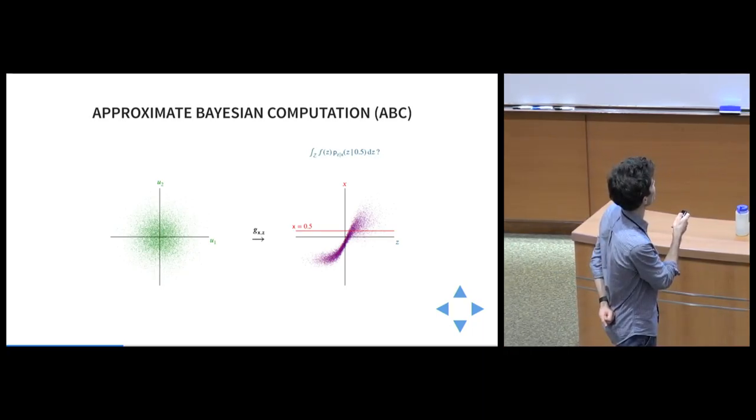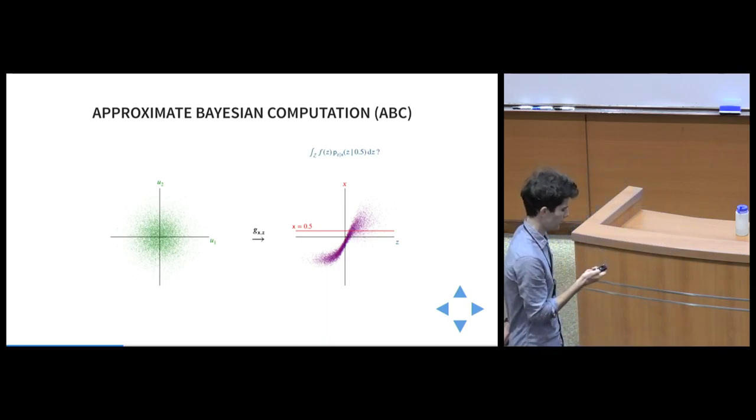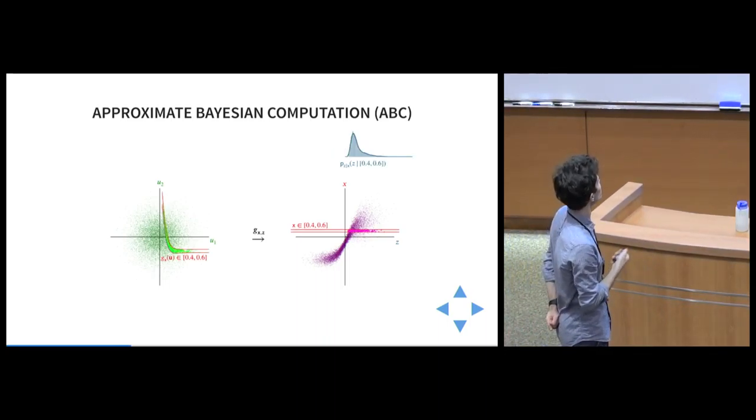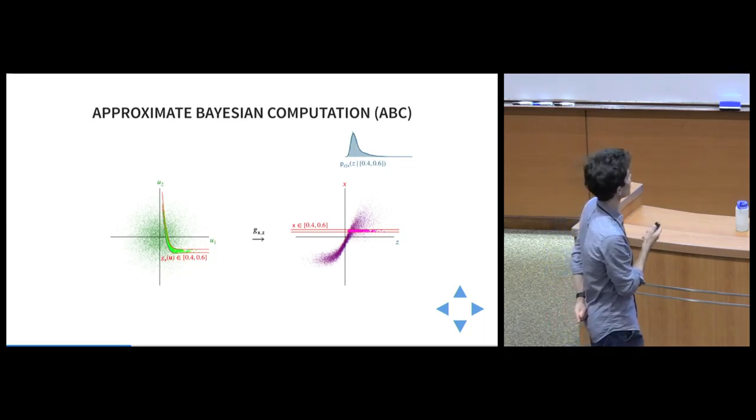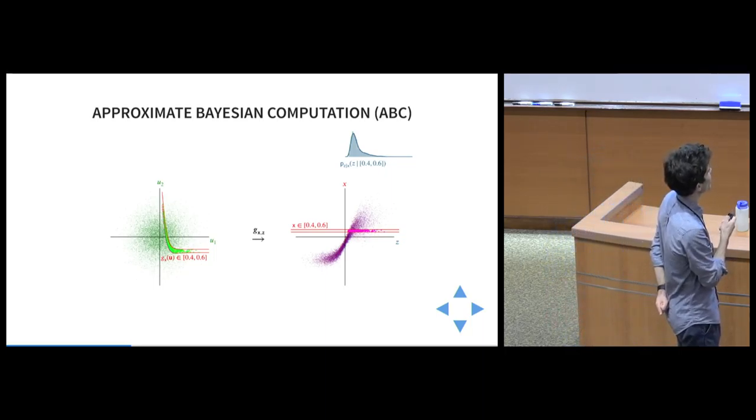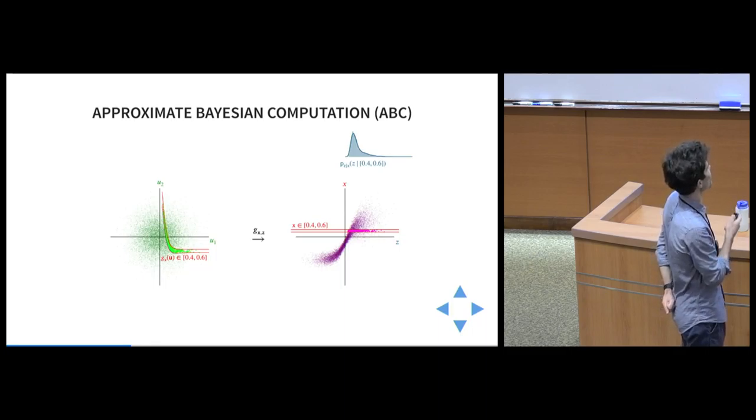Well, we want to evaluate expectations with respect to the conditional distribution on the z's given that x is equal to 0.5. So the ABC approach is to say, well, maybe I don't really care that I exactly have my observation equal to 0.5. I could be within some epsilon tolerance of that, here equal to 0.1.